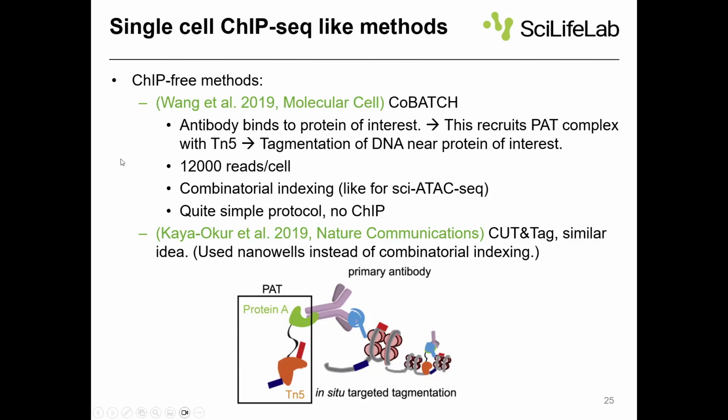And so, in a way, the assay is very similar to ATAC-seq. It also works well for single cell, and you can do it with the 10x droplet method. You can do it with combinatorial indexing. The analysis is also very similar to what you do for ATAC-seq. But now you have a particular protein you want to study, and you just get the regions where the protein binds. I should say that this is not as sensitive as ChIP-seq, but it works with very few cells or even single cells.